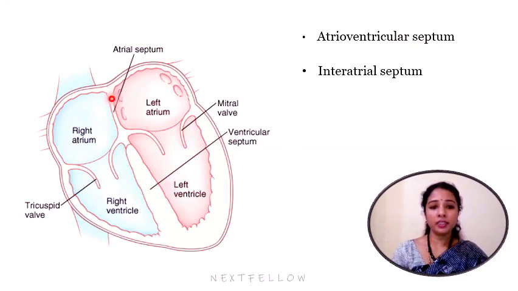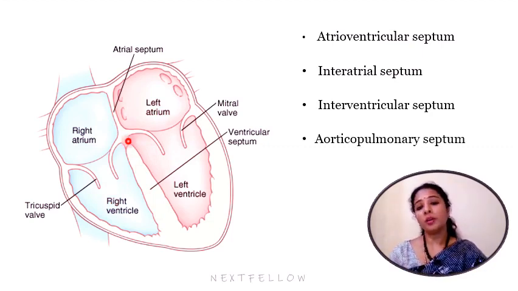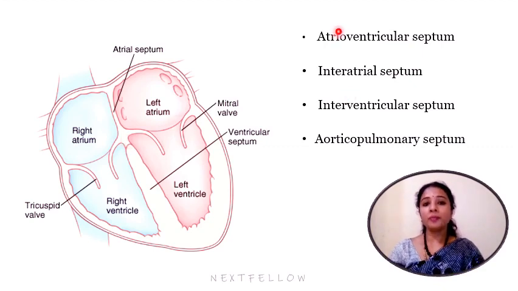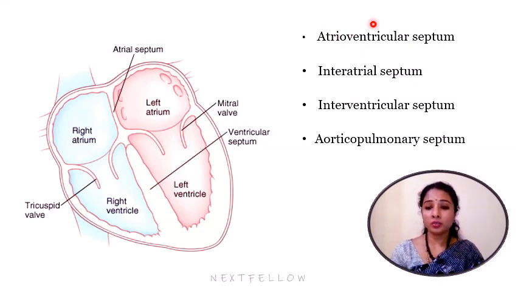Interatrial septum, this is the interatrial septum which separates the right and left atria. Third one is interventricular septum which separates right and left ventricles. Then aorticopulmonary septum which separates the aorta from the pulmonary trunk. In addition to the formation of the septa, other embryological events such as regression and absorption of sinus venosus into the right atrium and absorption of pulmonary veins into the left atrium are also important in the formation of definitive chambers of heart.